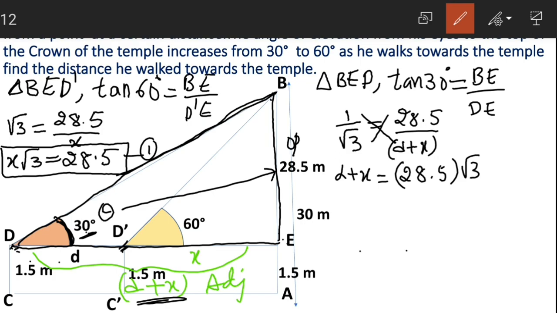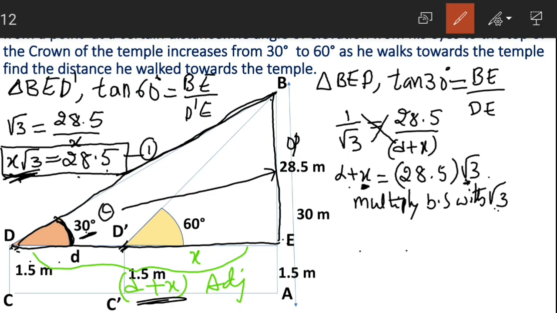Okay. So there are two variables, d and x. Just observe that from equation 1 we know the value of x root 3. So if there is x root 3, we can simply substitute 28.5 instead of this x root 3. Here x is there, so I am multiplying both sides with root 3. Multiply both sides with root 3. Just observe this. When I am multiplying both sides with root 3, here already one root 3 is there. Root 3 into root 3 becomes 3. So the problem becomes easy.